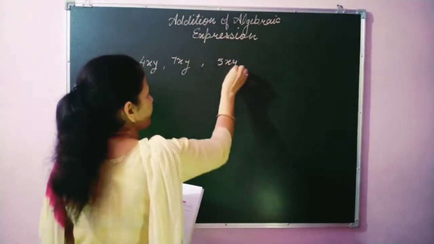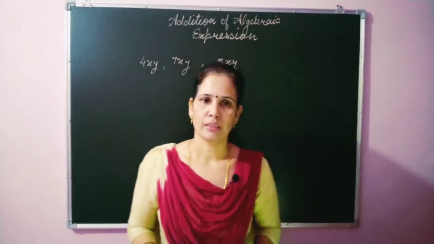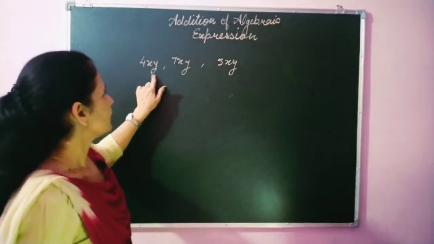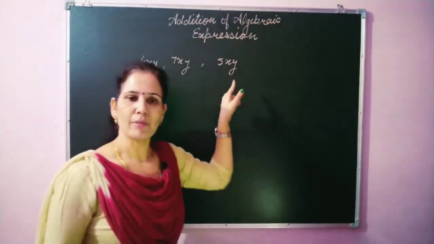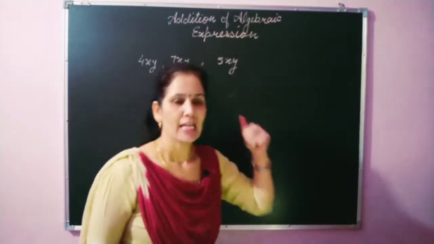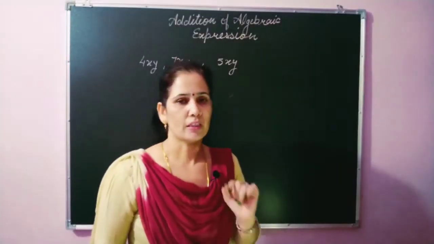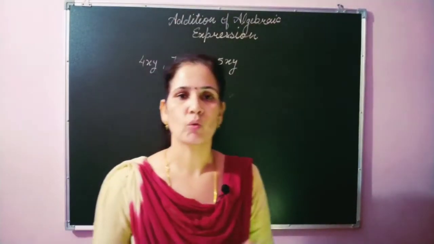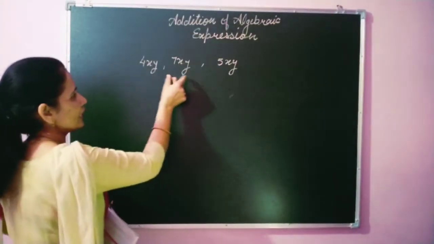5xy. Okay students, first of all we have to observe their variables, their literal factors. If the literal factors, the variables along with their powers, are the same, that means these terms are like terms. Whenever the terms are like, we add only their coefficients, and that completes the addition.